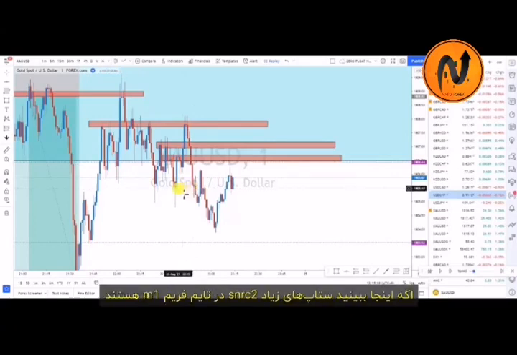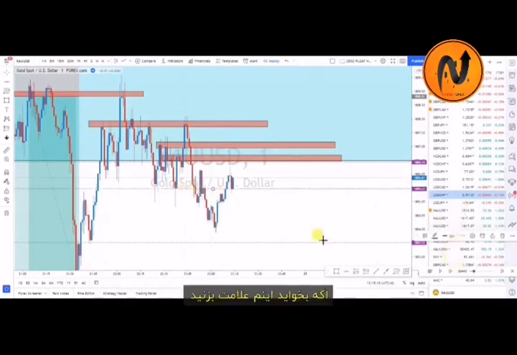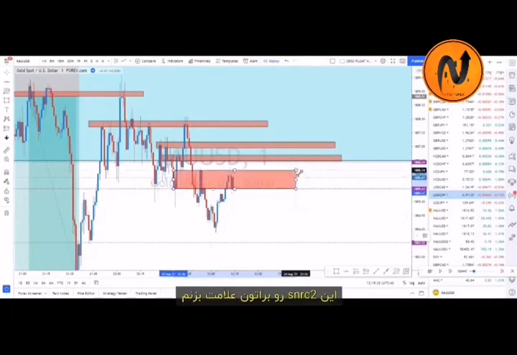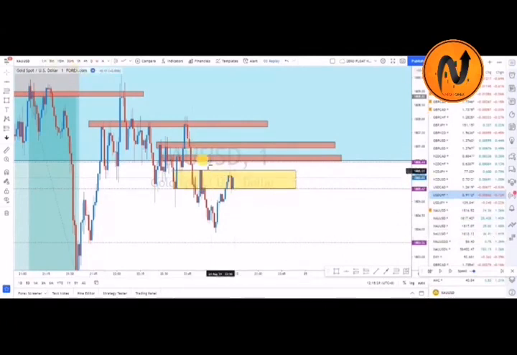If you can see here, there are so many setups in the M1 time frame. SNRC2, if you want to mark this as well, let me mark this for you. Okay, SNRC2, color this a different color, yellow maybe. Okay, so we have this one.